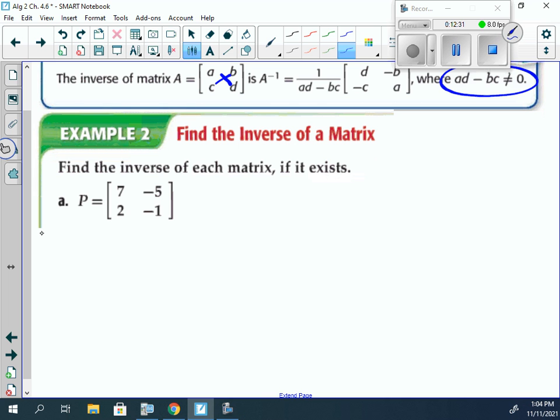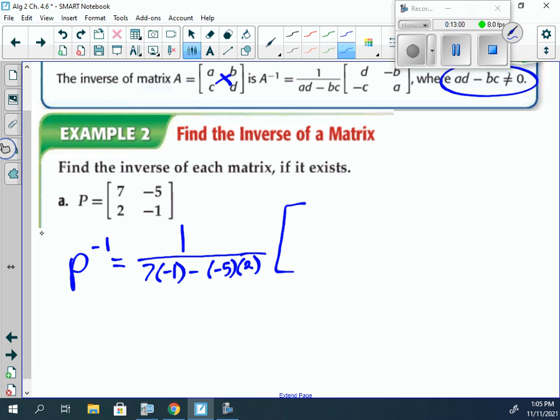This looks complicated? A little bit? It's not as complicated as you might think. Let's say the inverse is equal to 1 over. What numbers are in A and D's places? 7 and negative 1. So we're going to have 7 times negative 1 minus, well, B and C are negative 5 and 2. Okay. That's the first part.